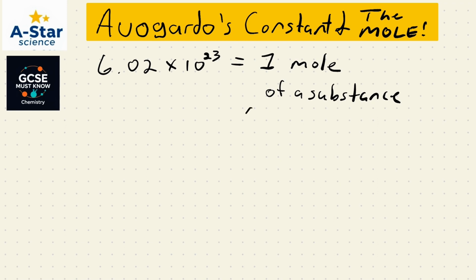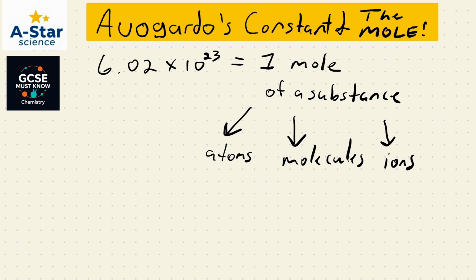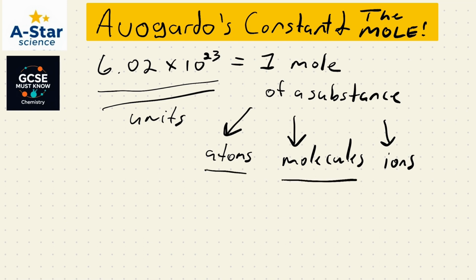That could include the number of atoms. It could include the number of molecules. It could include the number of ions. It doesn't matter. As long as you have 1 mole of that substance, you have this many units of that particular label or particular variable that you're discussing, whether it's atoms, molecules, or ions.